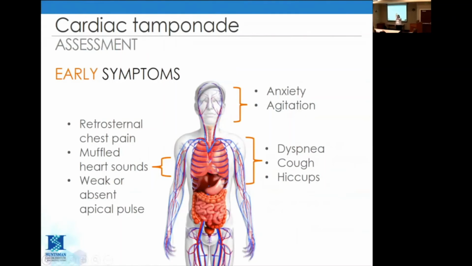Irritation of, do you remember what it is? The phrenic nerve. You guys are so smart. The phrenic nerve runs right down the side of the heart, and that's what stimulates your diaphragm. So if that's irritated, it's going to cause hyperstimulation of your diaphragm, leading to coughs and hiccups. Good job. You guys are so smart.